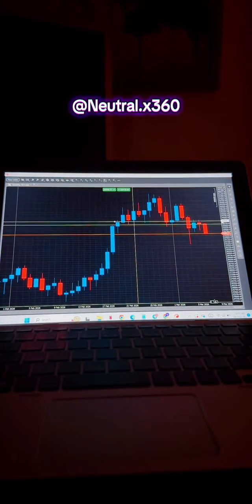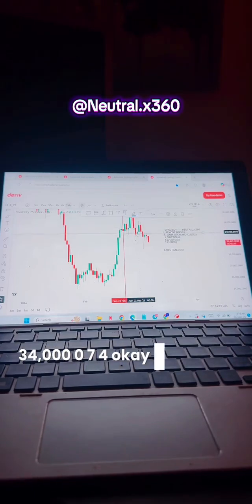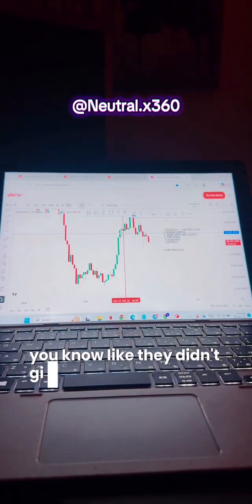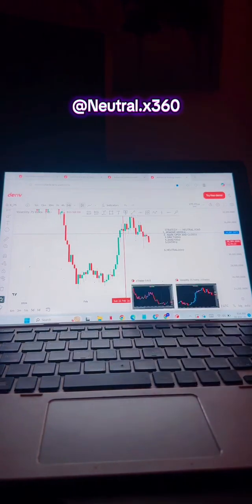The first price is on the close open, that red line candle, 34,074. So you just go to 34,074. Okay, this will be our open. But it didn't give us 074, it gave us 081, 82. Okay, I'll correct it later. Then let's look for the next one.